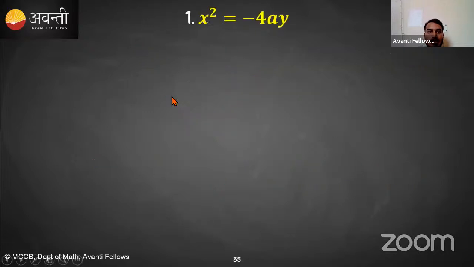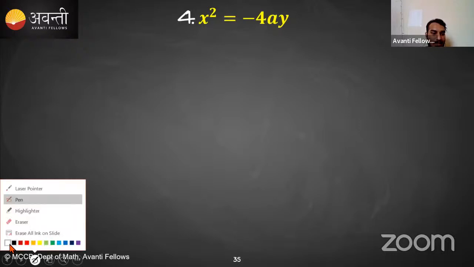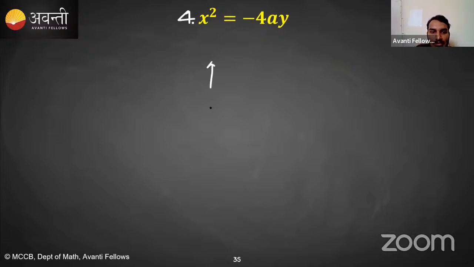Okay. Now the fourth and the last is x square equal to -4ay. In this also it is the same thing. Yes Subham, tell me in the chat box. What is your doubt? Do you have a doubt?